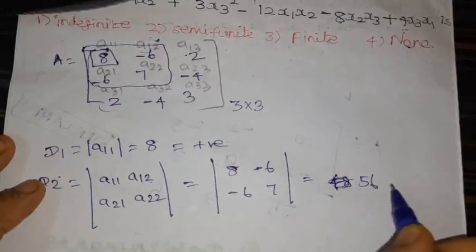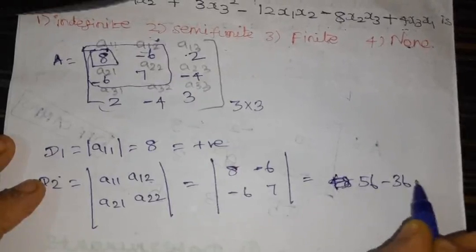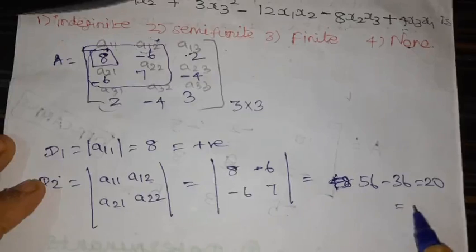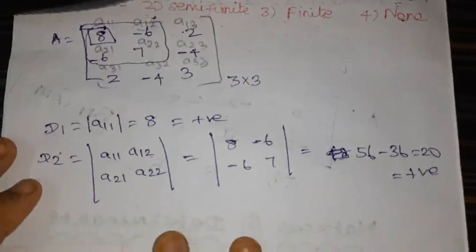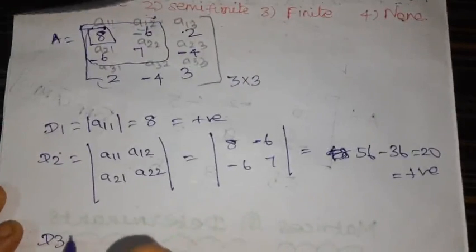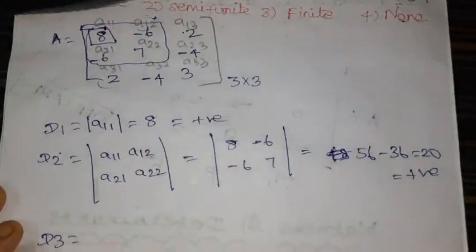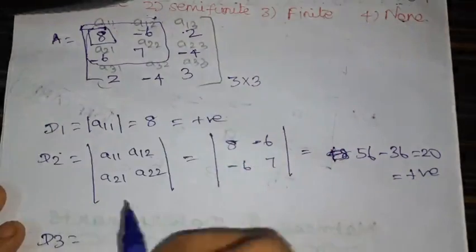56 plus minus 36 equal to 20. 20 is also a positive value. Then we'll find out the D3. D3 is nothing but the whole determinant value. To find out the whole determinant value, I'm just expanding this.